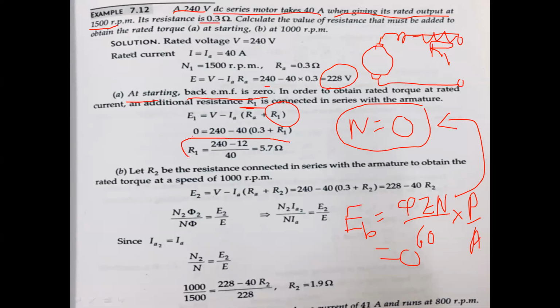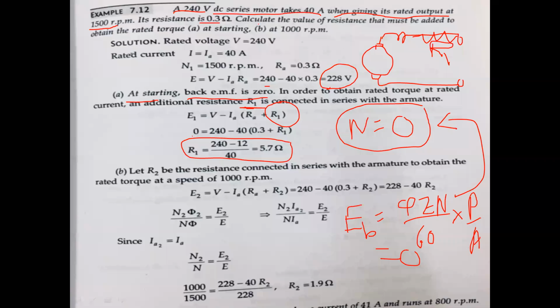If you add an external resistance of 5.7 ohms in series with the armature, then we get the rated starting torque.